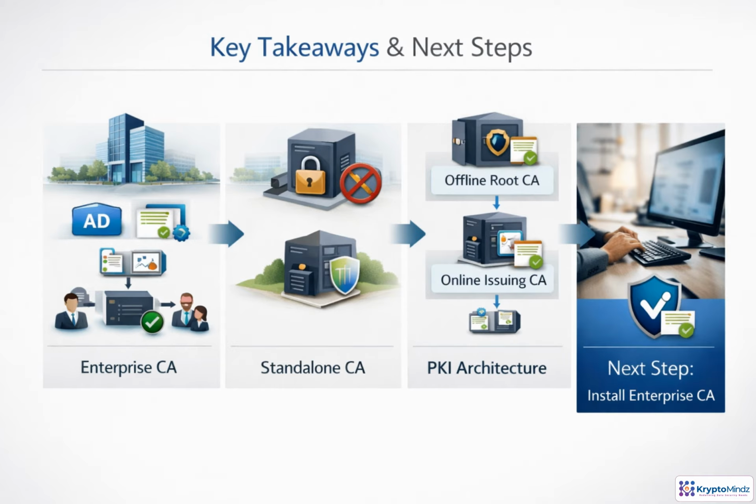Before you install ADCS, lock in 4 things. First, decide whether you need an enterprise CA with AD integration or a standalone CA for tighter isolation. Second, confirm your hierarchy, typically an offline root with online issuing CAs in production. Third, validate that your lab design matches the scenarios you'll practice. Once those decisions are in place, you're ready to start installing the enterprise CA.